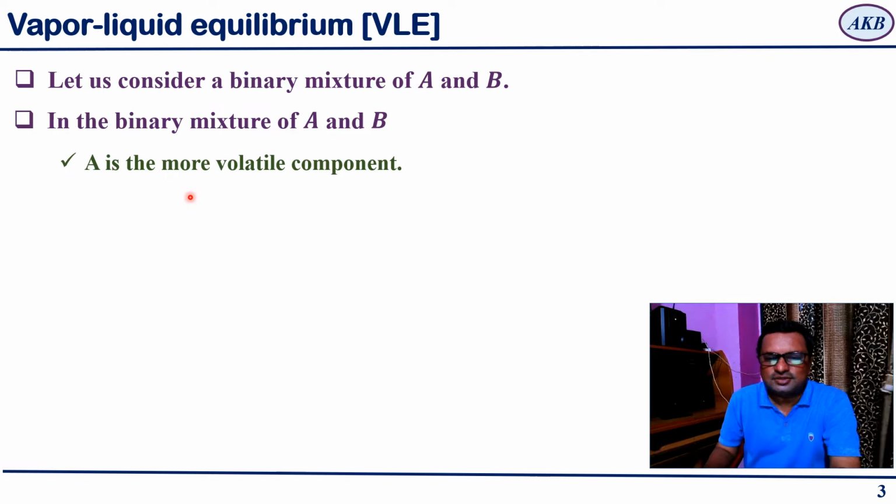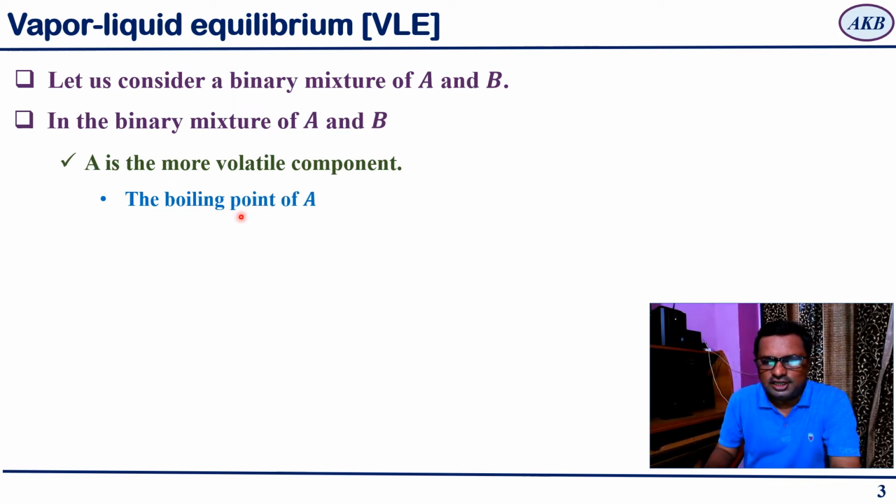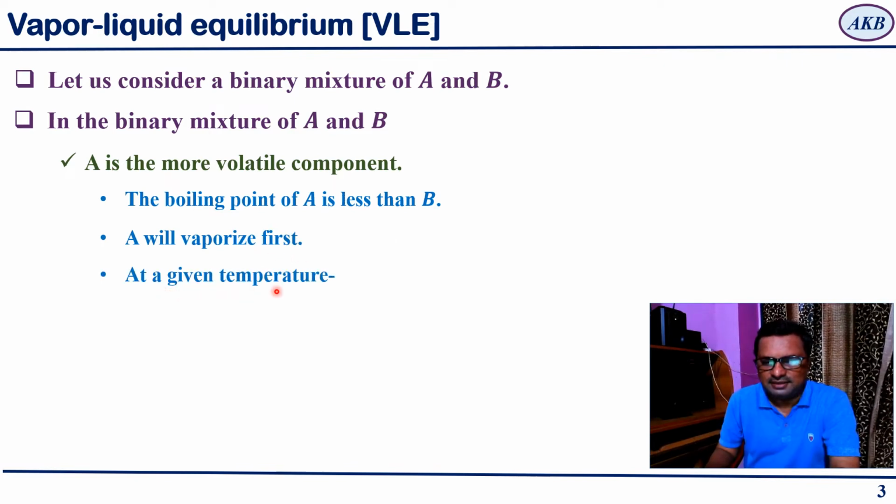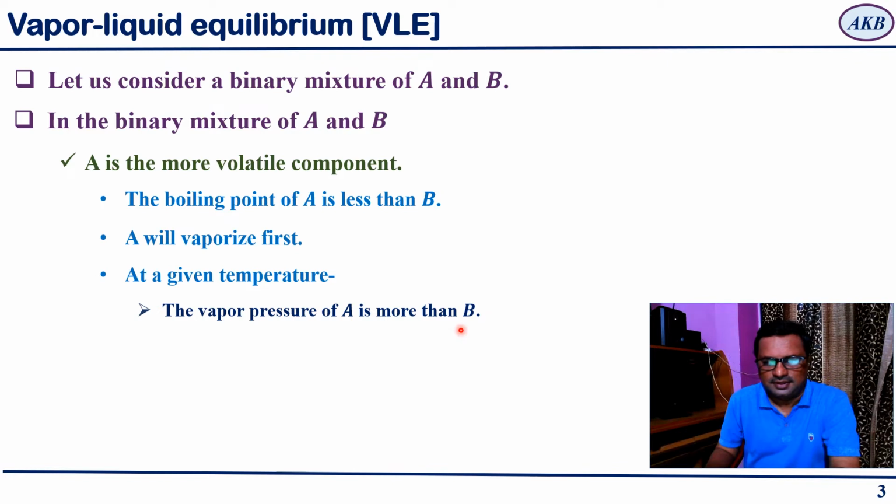When I say A is the more volatile component, then what is true? Boiling point of A is less than B. Therefore, A will vaporize first, and at a given temperature, the vapor pressure of A is more than B. So when A is the more volatile component, these three statements are true.